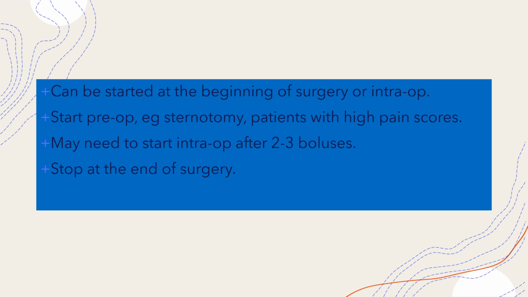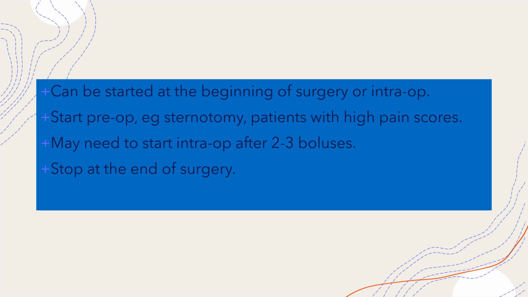So a CRI of fentanyl can be started at the beginning of surgery, but most commonly we do it intra-op. We find that if we're needing to give more than 2 or 3 boluses of fentanyl, and we've still got quite a bit of surgery left, then that's the sort of time when we'd look to start the CRI.